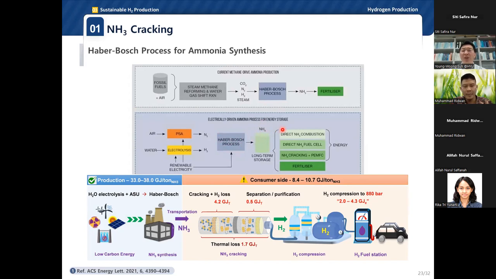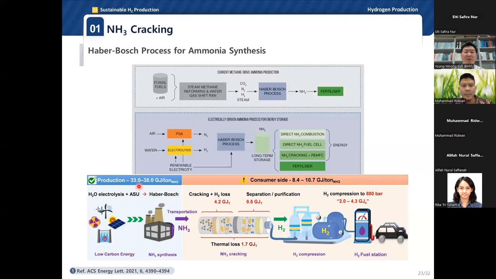That ammonia will be used for direct ammonia combustion, direct fuel cell, or ammonia cracking coupled with the PEM-FC, or the fertilizer. So right now it's a very, very potential source for hydrogen production. And also I recommend reading this reference, the ACS Energy Letters published in 2021. So H2O electrolysis, air separation unit over here, using the ammonia Haber-Bosch process.